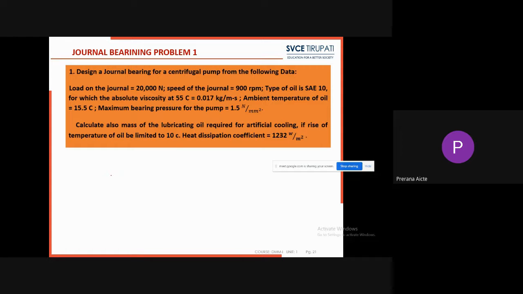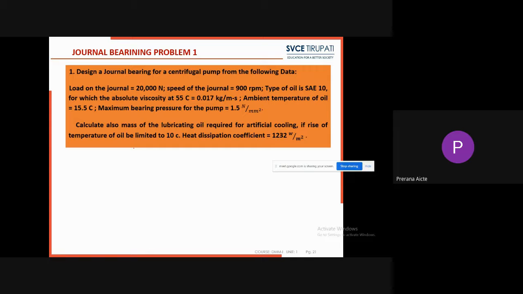So generally they will ask a problem like this. In the last year, previous year GATE examination, they will ask a problem like this. They will ask a 2 marks question. Okay? See here. So the load on the journal.